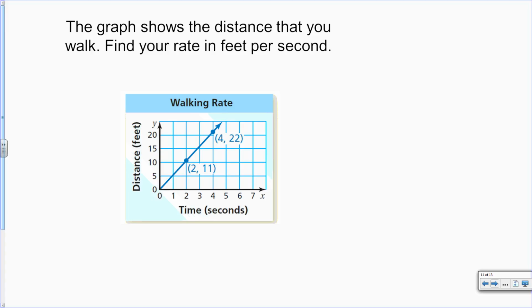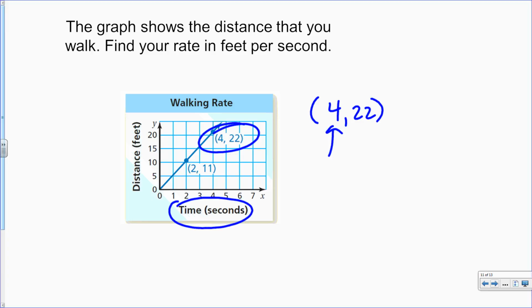Okay, here's another graph, so we'll pick a point. Let's pick this one. We've got to figure out what these numbers stand for. So the 4 would be my first number along the bottom, so that's the number of seconds. And the 22, that's my second number along the side, that's going to be in feet.